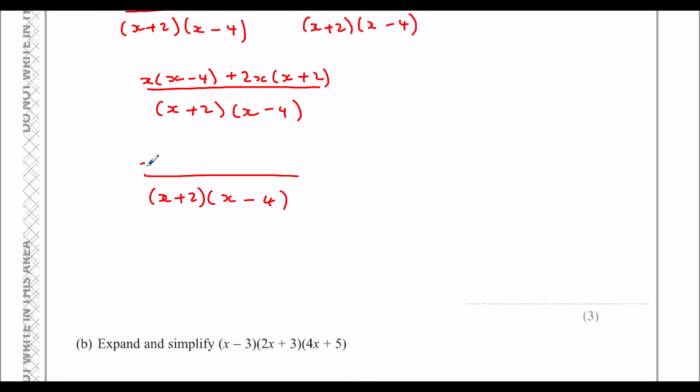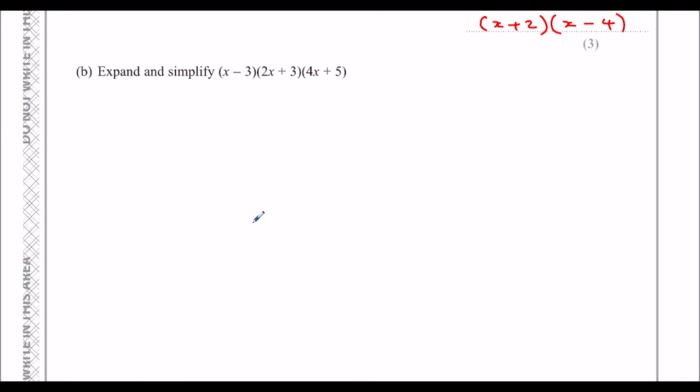So x times x is x squared. X times negative 4 is negative 4x. 2x times x is 2x squared. And 2x times 2 is 4x. Simplifying the top now, x squared and 2x squared make 3x squared. Negative 4x plus 4x is nothing. So we've just got 3x squared on top, and the denominator is x plus 2 times x minus 4.